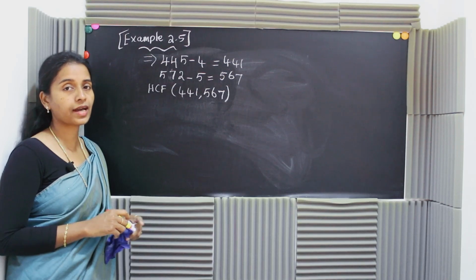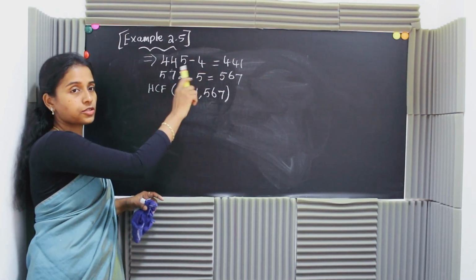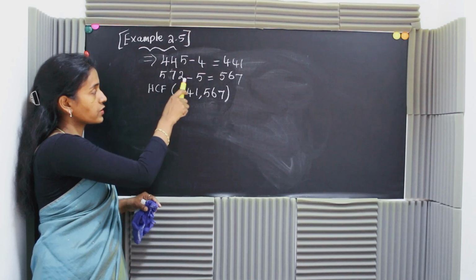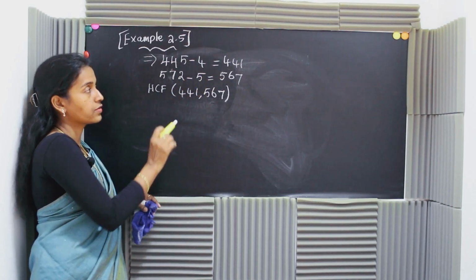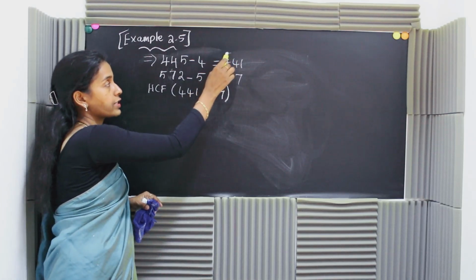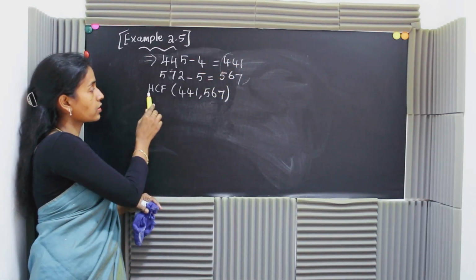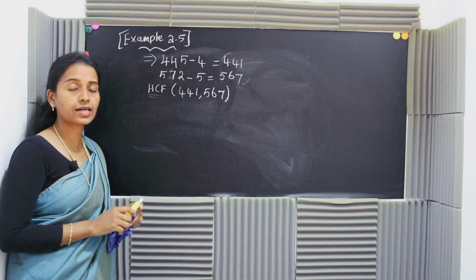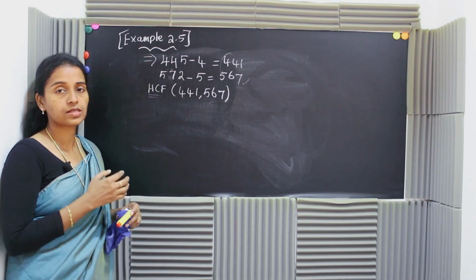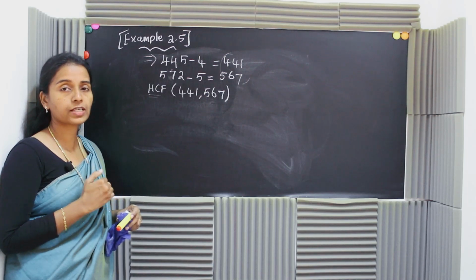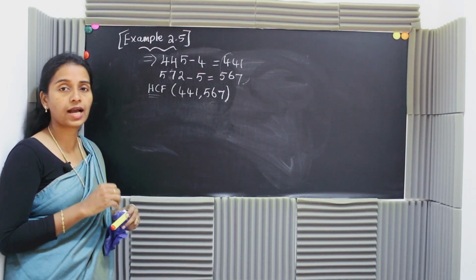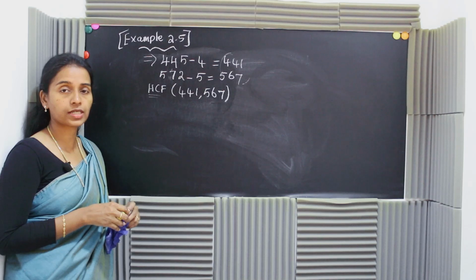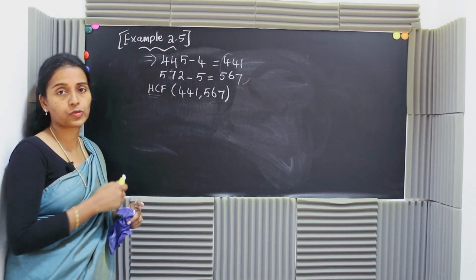For the solution, I have written these 2 steps. This is given in the question, right? 445 minus 4, that is 441, and 572 minus 5, that is 567. We should find out HCF of these 2 numbers, right? Here, what is HCF? Highest common factor. In yesterday's class, we had discussed this HCF. We can find out HCF using Euclid's division algorithm, right? If you haven't watched that video, do check it out. Then only you can understand this problem.